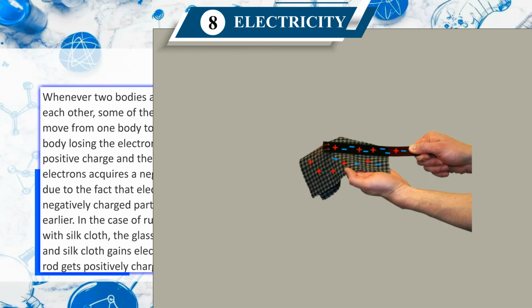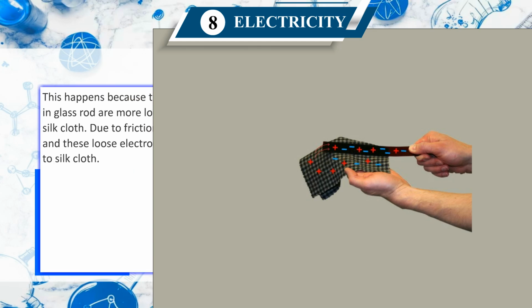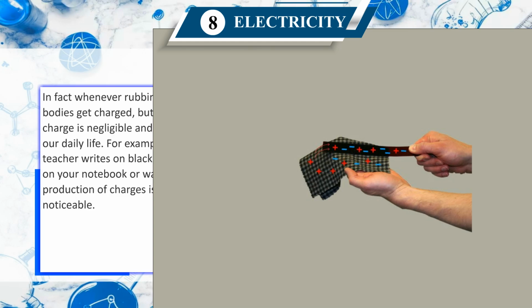This happens because the surface electrons in the glass rod are more loosely bound than in the silk cloth. Due to friction, heat is generated and these loose electrons are transferred to the silk cloth. In fact, whenever rubbing takes place, bodies get charged, but the amount of charge is negligible and is not noticed in our daily life. For example, even while the teacher writes on the blackboard, or you write on your notebook, or walk on the ground, the production of charges is there, which is not noticeable.